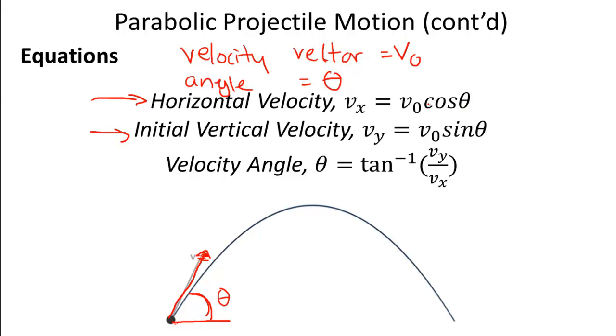So with these two pieces of information, we can determine the horizontal velocity vector and the initial vertical velocity vector, and we can do those using trig functions. The horizontal velocity vector is going to be equal to v times cos theta. The initial vertical velocity vector is going to be equal to v times sine theta. And then finally, at any point in the object's path, we can determine the angle theta by determining Vy and Vx and finding the inverse tangent of this proportion.